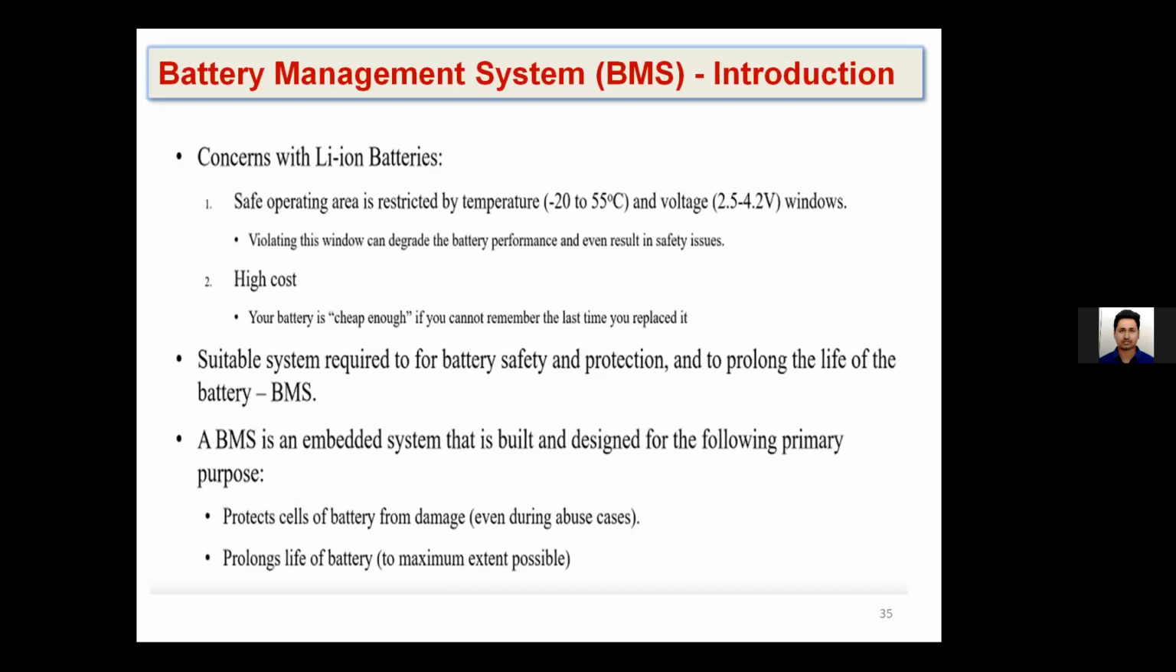Coming to the battery management system, we have some concerns. Battery management system is required. Why? Because if we consider lithium ion batteries, we need to maintain the voltage and current. Even the temperature should be within safe operating limits. Violating these standards may degrade the battery performance or even result in some safety issues. And it's costly, so if its performance degrades or it's damaged, again we need to replace the battery, and that costs. So we need to take care of that.